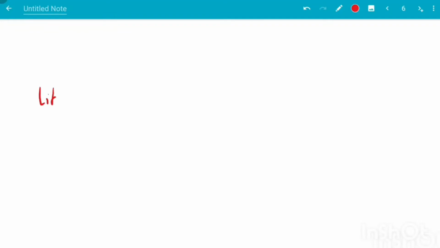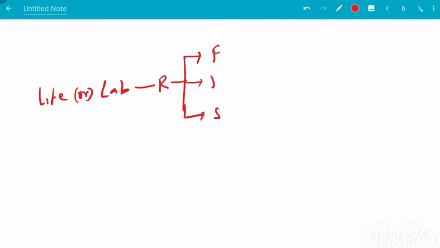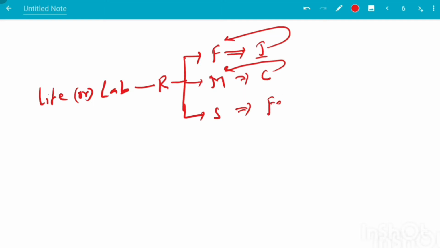In our daily life or in the laboratory, we observe different types of reactions. Some reactions are very fast, some are slow, and some are moderate. For example, mostly ionic reactions are fast, covalent bonded reactions are moderate, and rusting of iron is an example of a slow reaction.